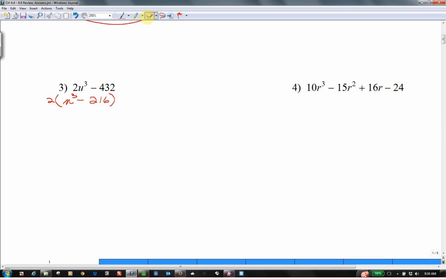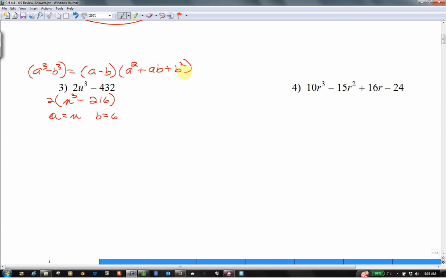So if I look at this, a would be equal to u, and the cube root of 216 would be 6. So b is equal to 6. And let's go ahead and write that formula up there for the difference of cubes. A cubed minus b cubed is equal to a minus b times a squared plus ab plus b squared.